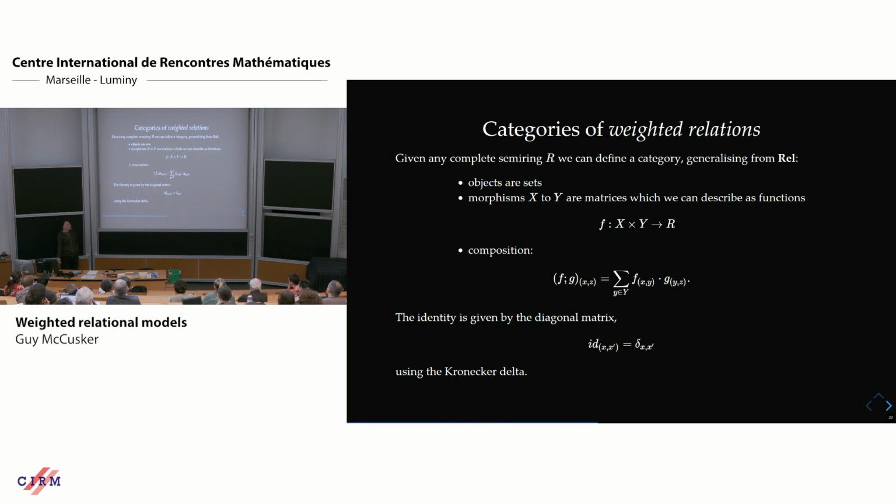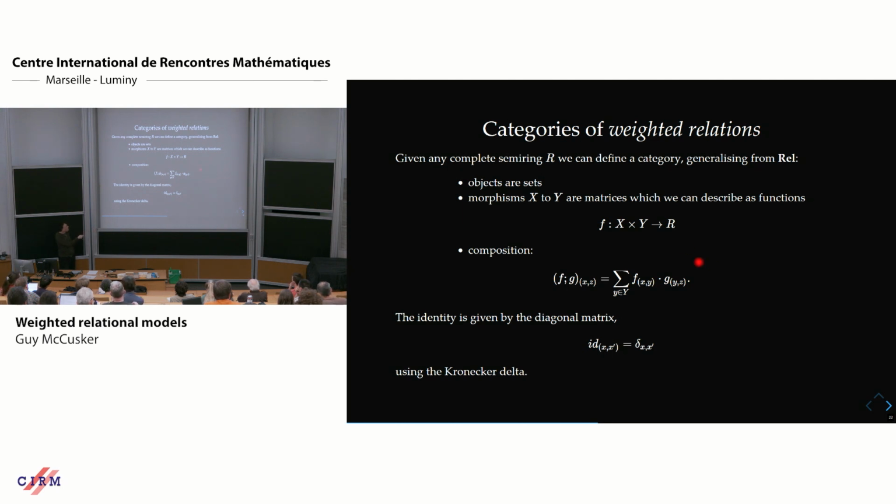If we have a complete semi-ring, we can make a quantitative generalization of the category of sets and relations. So the objects are going to be sets just like before. Morphisms from x to y are no longer going to be relations. They're going to be matrices, so functions if you like. So they take an x and a y and give you a quantity. So what quantity sits in the xy position? If the semi-ring here is the Booleans, this just tells you do I or don't I have this pair in the relation? And if it's something else, then it tells you something more.